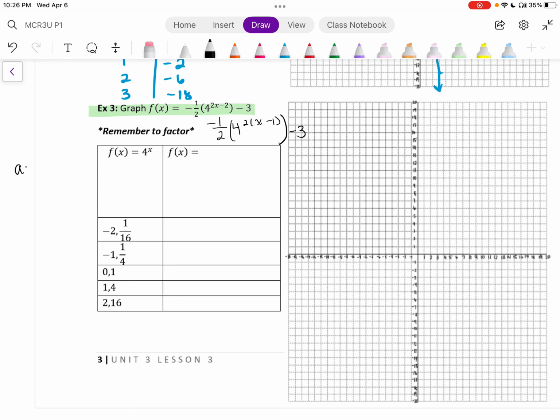My A value here is going to be negative 1 over 2. My K value here is 2. My C value, let's do my D value because that's actually the order that it goes in. My D value is positive 1. I'm just taking out that negative and changing it to a positive. And my C value is negative 3. And then I'm going to go make my mapping rule.